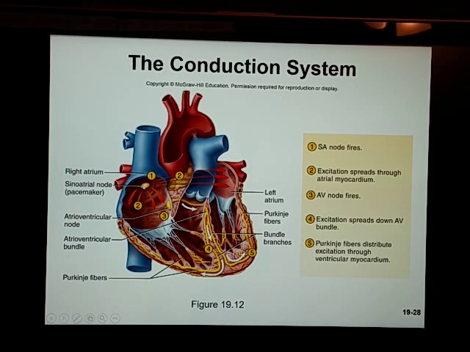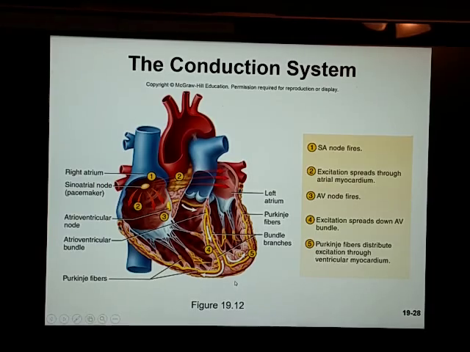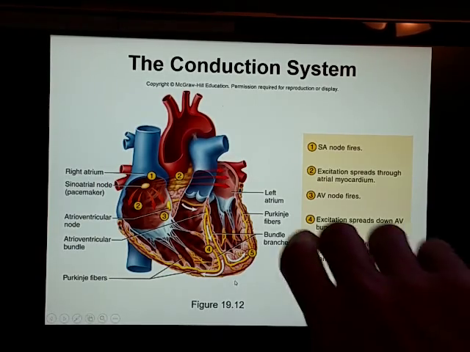So the SA node fires, we'll have the AV node fire. It will travel by way of these bundle branches and spread that excitation along the myocardium. And so when the heart beats, it looks like it does this twisting motion.